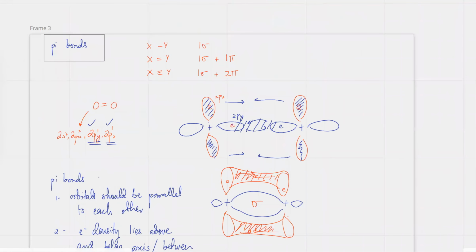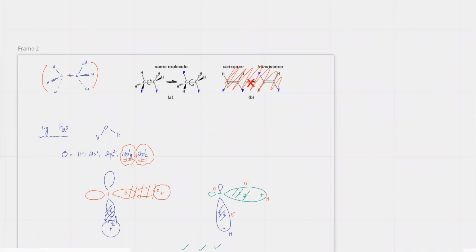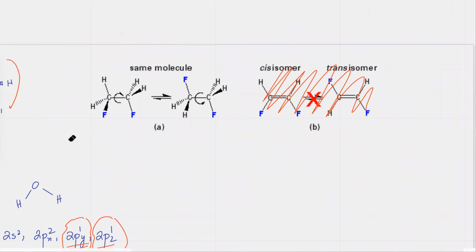In sigma bonds, rotation was possible. In sigma bonds, there was just a pair of electrons right in the middle of the two carbon atoms, so you could twist this side around and nothing would happen to the bond. But when you have a double bond, rotation is going to be restricted because the double bond locks the molecule in place.